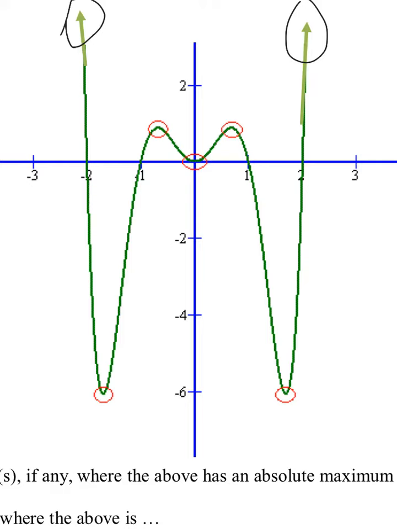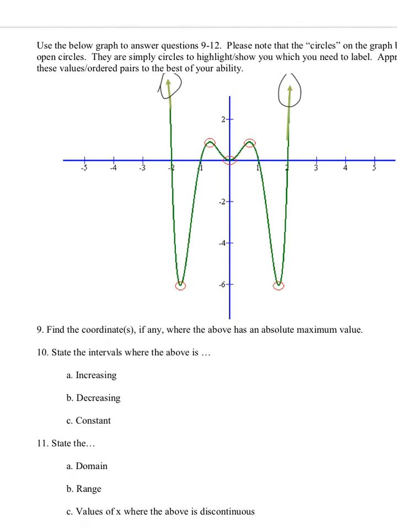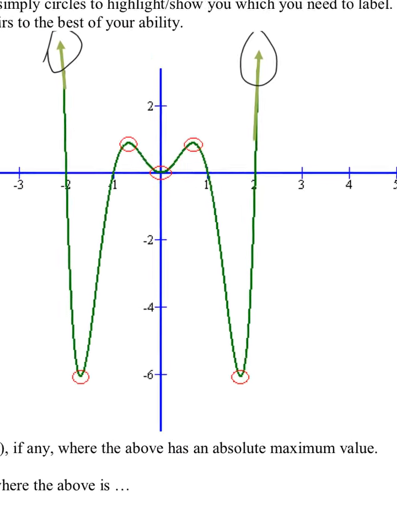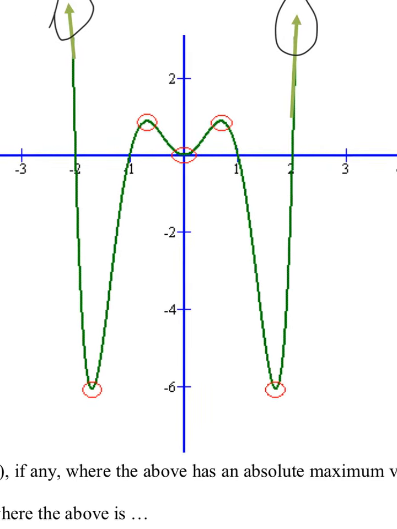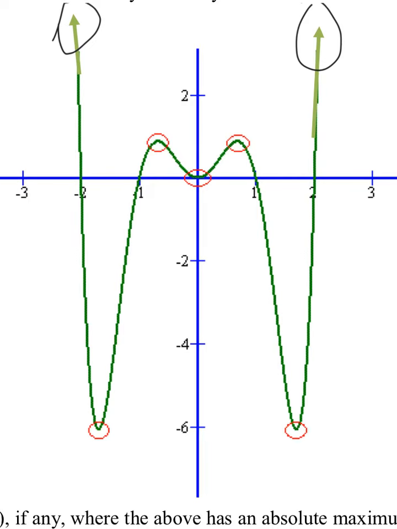So now we're going to see what the next question says. Well, let's see. The next question says, state the intervals where the above is increasing, decreasing, and constant. Okay, well, what does that mean? All right, well, when we are talking about increasing and decreasing, we're talking about what is happening to the value for y as we look at the graph from left to right. So as we look at the graph from left to right, what is going on with the value for y?